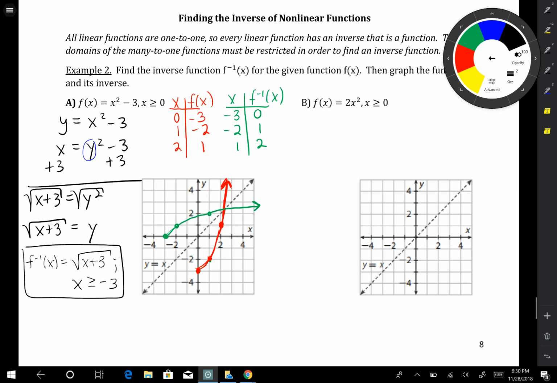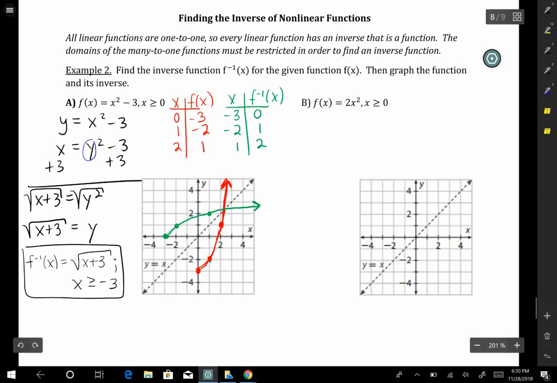All right, let's do letter B. Okay. So letter B is f of x equals 2x squared for x greater than or equal to 0. So again, I have restricted my domain for x values 0 and greater. So that's just the right side of the parabola. And the only thing that's happened to this parabola is a vertical stretch by 2.